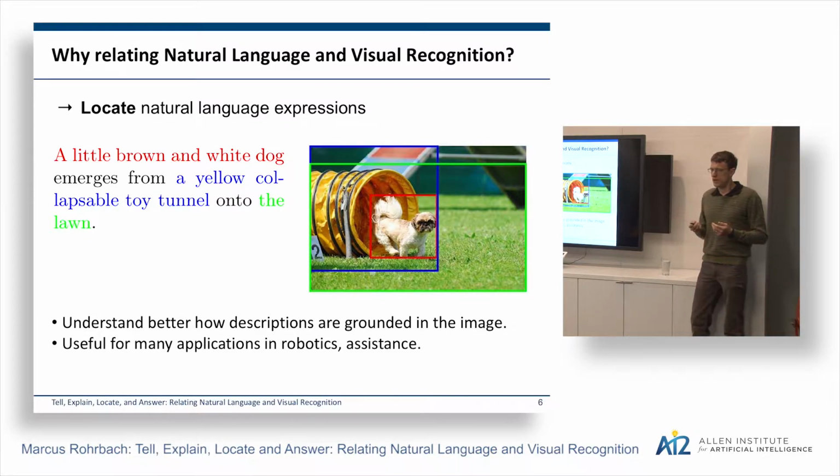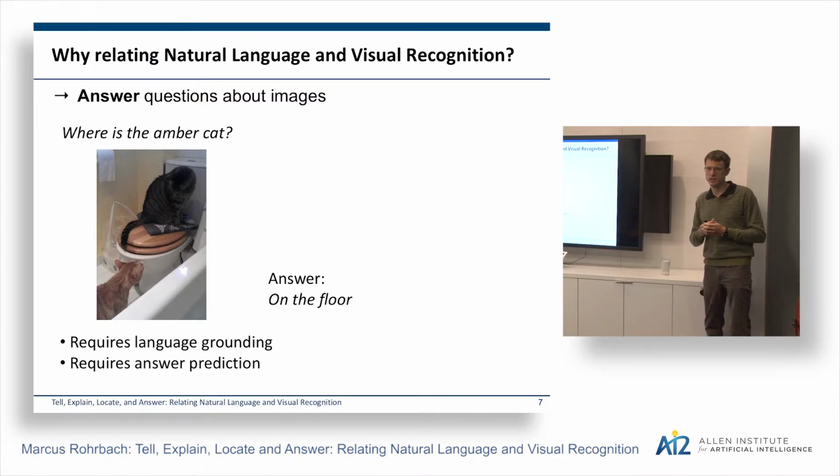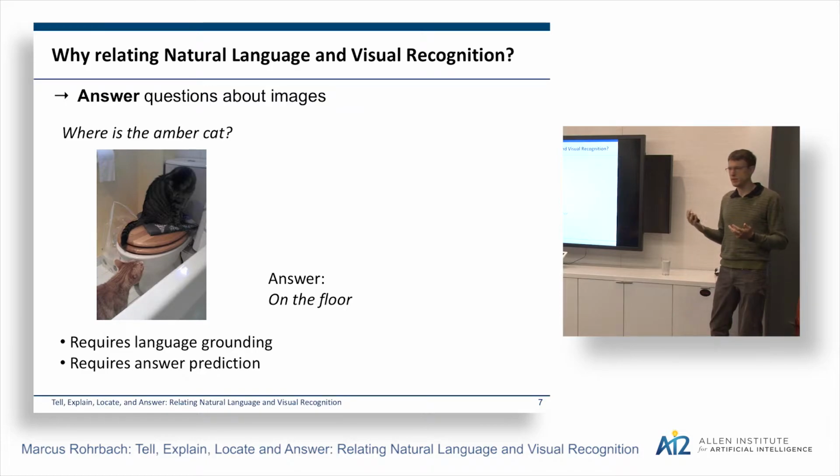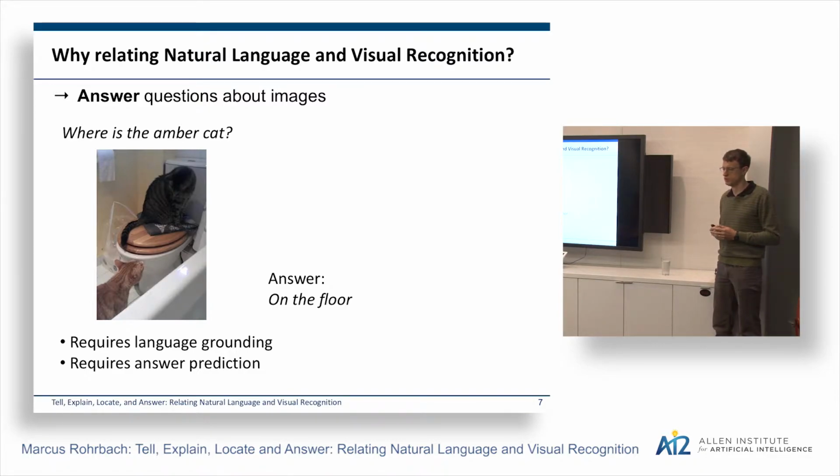And last but not least, I'll also shortly talk about question answering. And here the task is, given an image and a question, for example, where's the amber cat, to give a natural language prediction or just a single word prediction depending on the data set, and for example answer here on the floor. And interestingly for me, this task requires some of the tasks we heard about previously, namely first grounding the question in the image and then predicting the answer from the grounded representation.